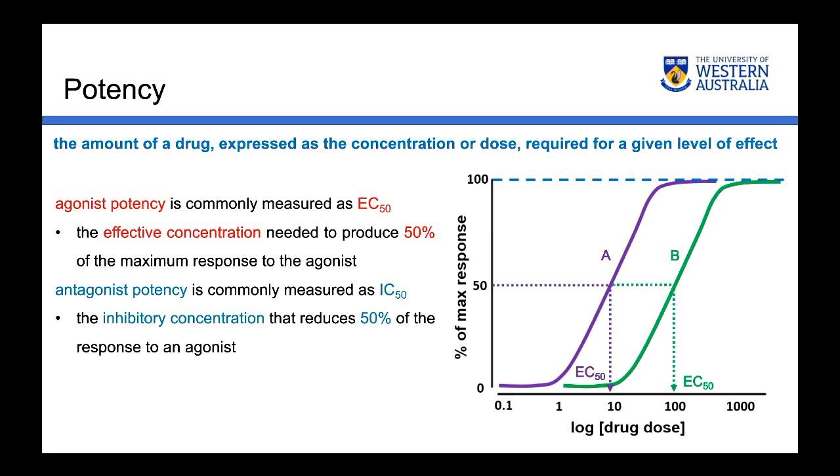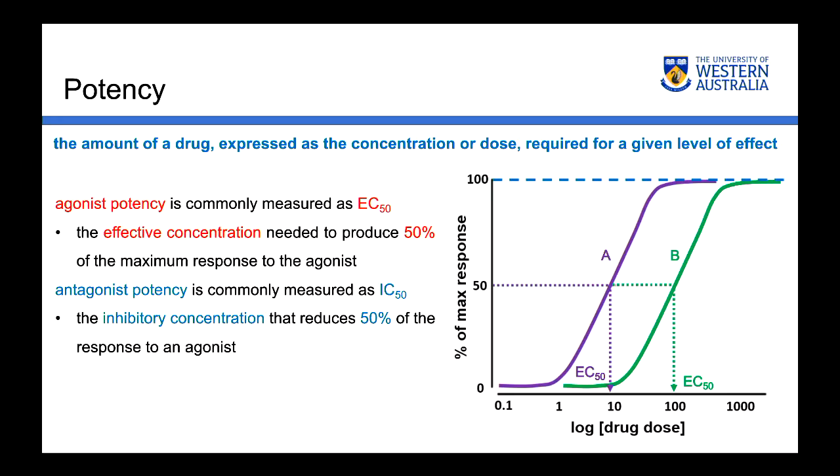Let's say there are two agonists, A and B here. On the left-hand side is a curve showing the relationship between the response and drug dose, and the right-hand side shows the relationship for drug B. If the maximum response is 100% for both drugs, you work out the 50% mark on the y-axis, draw a horizontal line, and intersect with the curve. From there, you identify the concentration or the dose on the x-axis. That is the agonist potency, or the EC50 for both A and B.